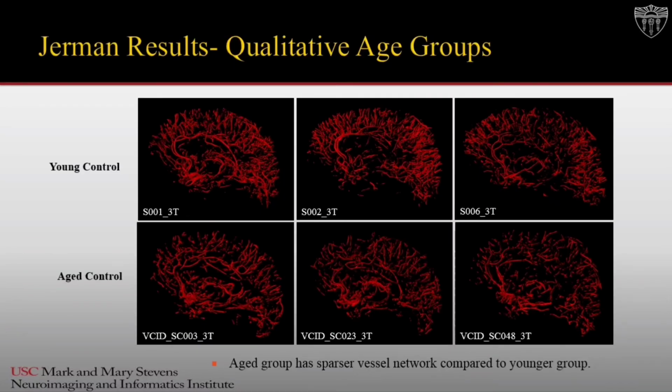Here we have samples of segmentation results of 3D brain vasculature of the winning method, Jerman, on the subjects from two age groups. Vessel density differences among individuals from the two groups is visible by qualitative comparison, where the older age group has a sparse vessel network compared to the younger group.